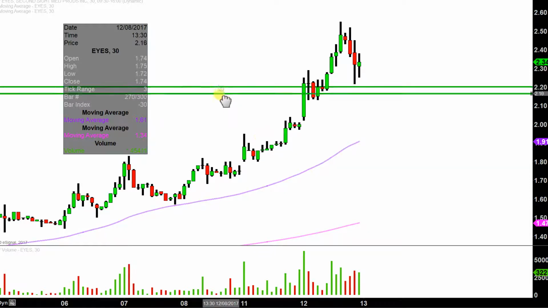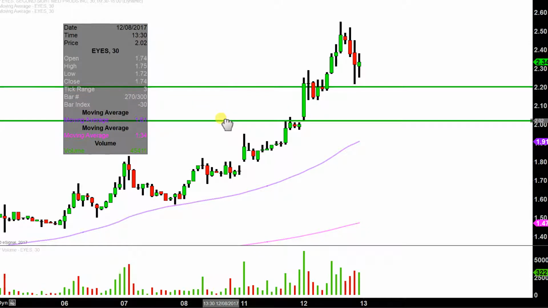Next level of support after that would be this previous breakout point area, and that sits right down there at $2, give or take a few pennies. So $2.20 and $2 are two of the near-term levels of support.